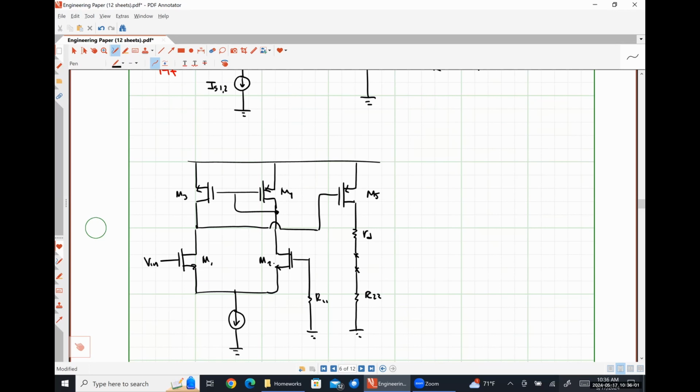All right. So I'm going to call this node X, so that our open loop gain overall should be Vx over Vin, and here is our current Iout. So we should have Vx over Vin, and then maybe an Iout over Vx. Something akin to that.